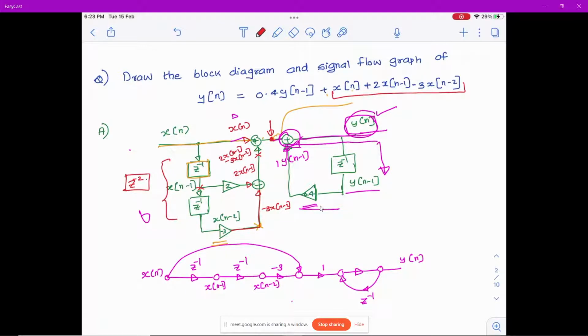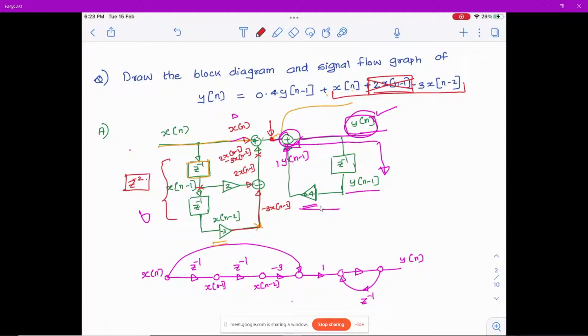Okay, so you can do that if there is no such term like this. That is okay, but conventional way you will represent both z raised to minus 1 in two different blocks.